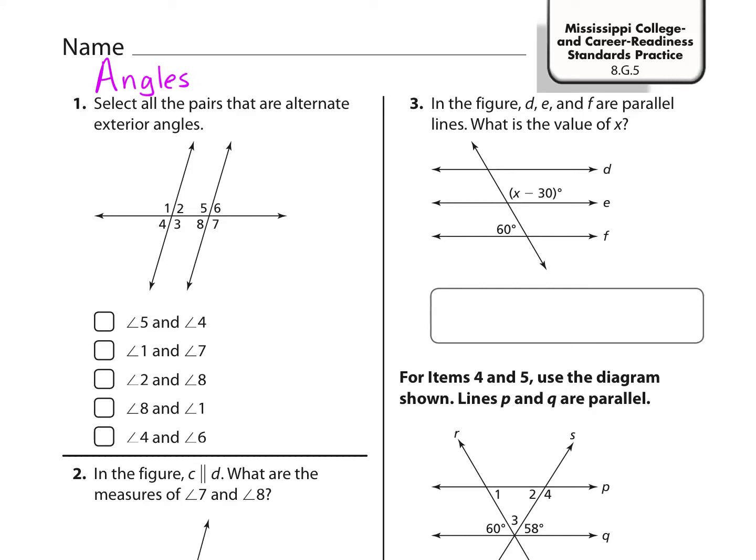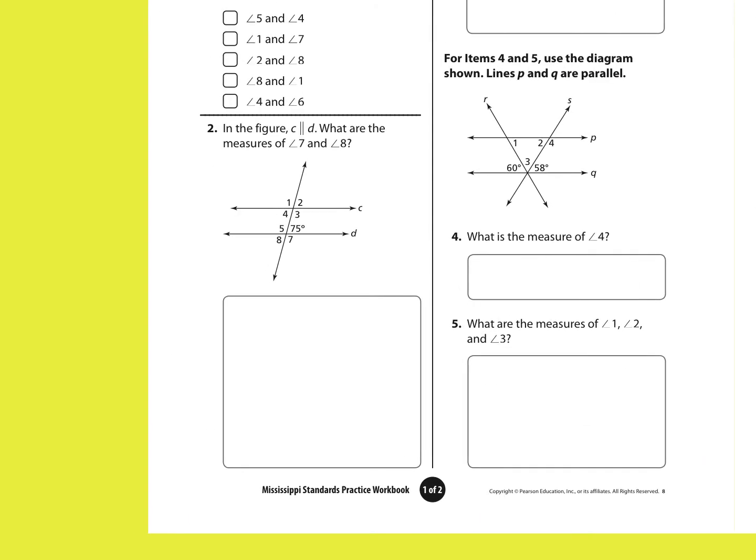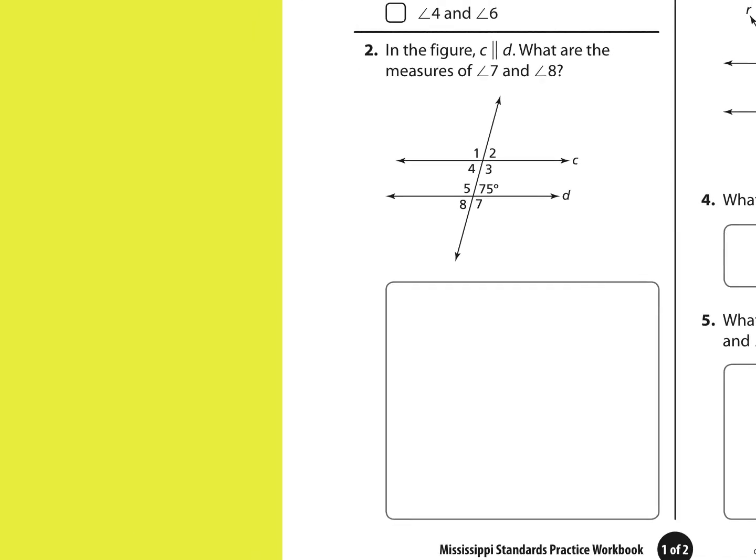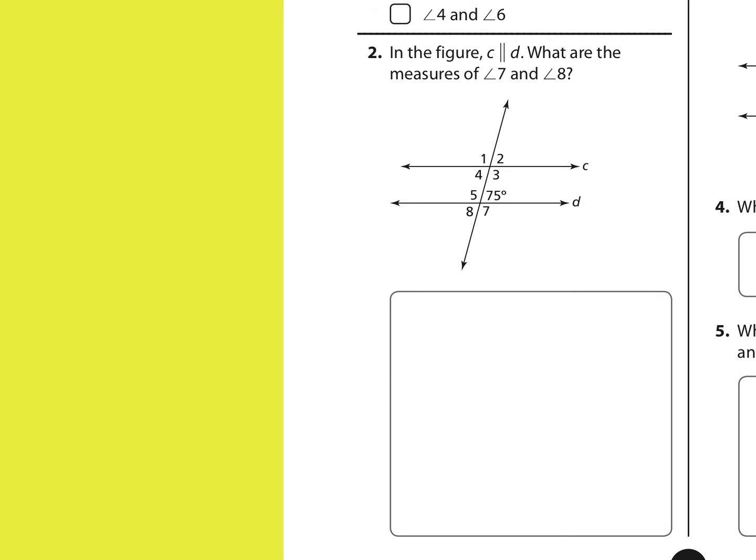Standard 8.G.5 is about angles. It's the only standard we have about angles, and it uses several different types of angle relationships. Number 2, in the figure, C is parallel to D, talking about these two lines. What are the measures of angle 7 and angle 8?